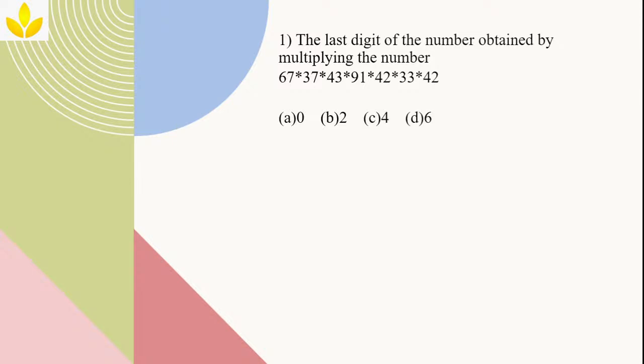Okay, no doubts? Well, now let us start with the problems. The first problem here is you have to find the last digit of this given number. How to find it? They are talking only about the last digit part, so you don't need this whole number first of all. You just need the last digits here: 7 multiplied by 7, 3, 1, 2, 3 and 2.